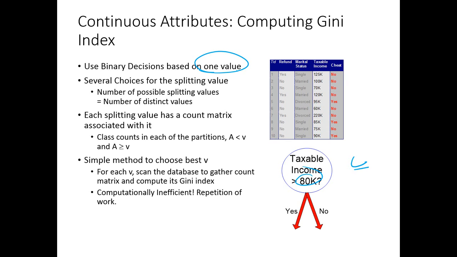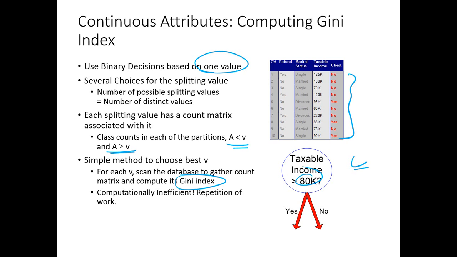Several choices are there. In the data we have got 10 choices, and every choice is a potential candidate for a split, or for a threshold. So why do we go ahead with 80? Why not anything else? Any number between the smallest and the largest one could be a potential threshold. How do we come up with that? Each splitting value has a count matrix associated with it: class counts in each partition. So what is the value for which you get the best classification? We have found that to be 80, and using Gini index you can find it out.